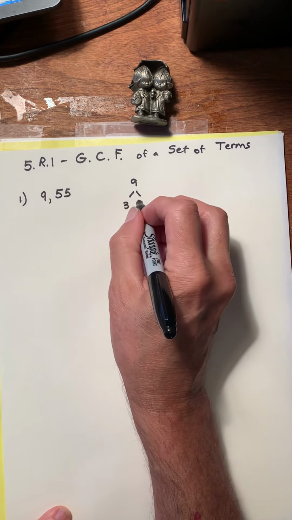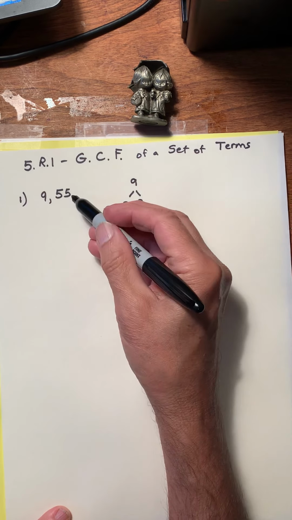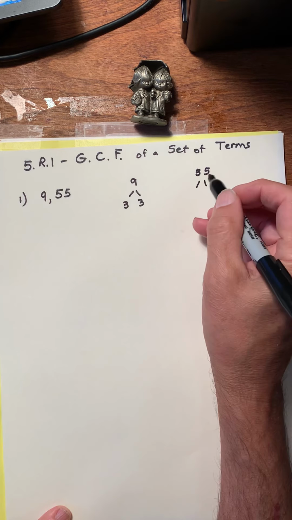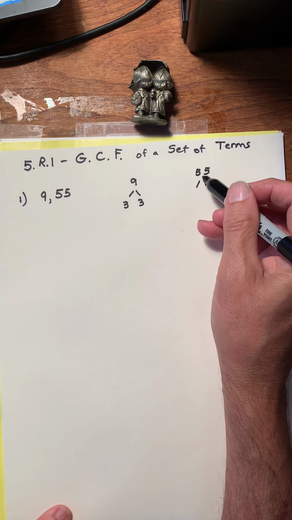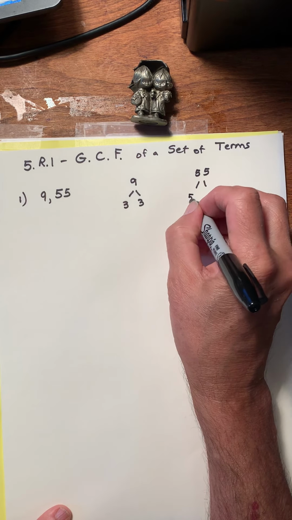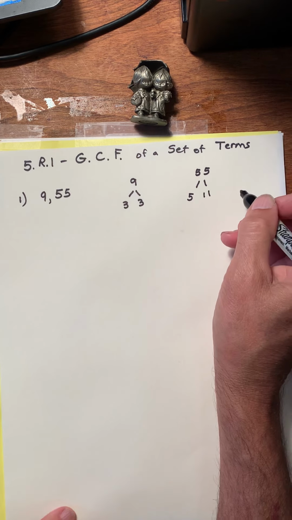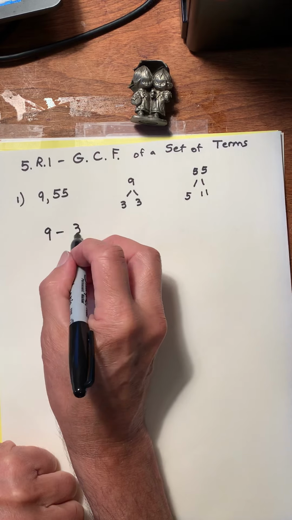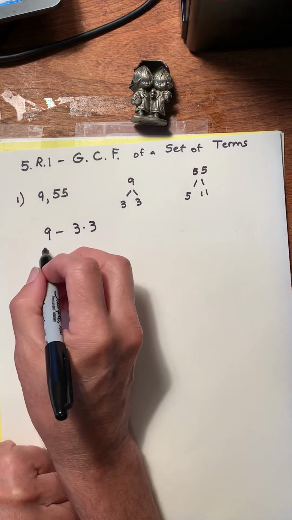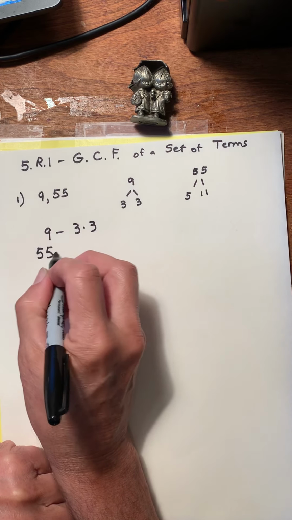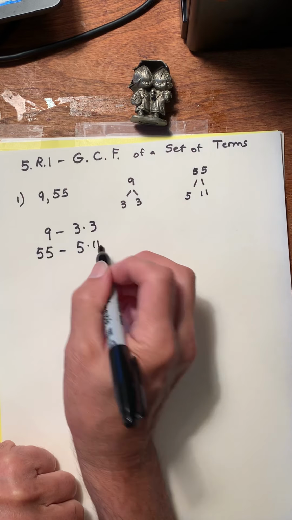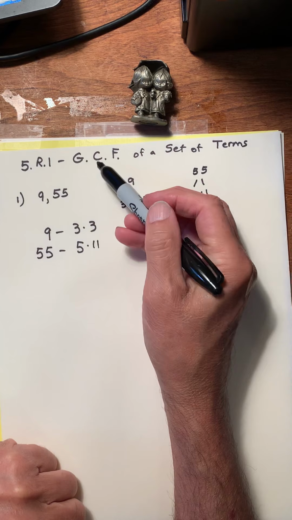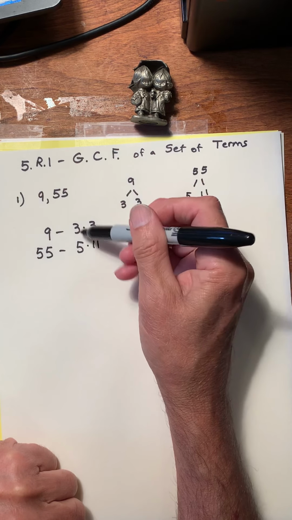So you break the number down into its prime factors. And with your calculator handy, you should have no problem in finding out what these prime factors are. So 9, it turns out, is 3 times 3. 55 is 5 times 11. And the greatest common factor, common meaning what they both have. So you look and see what they both have.